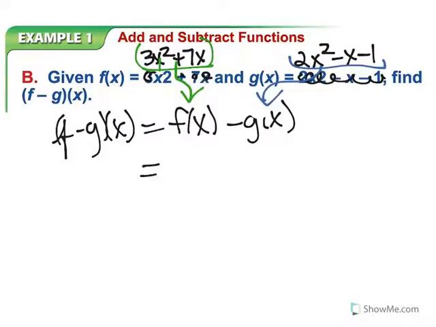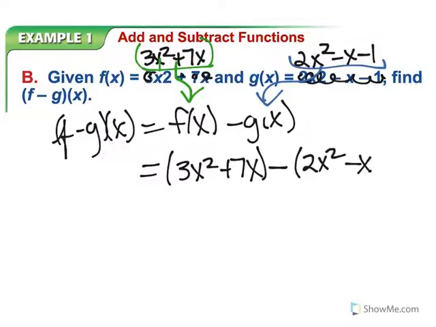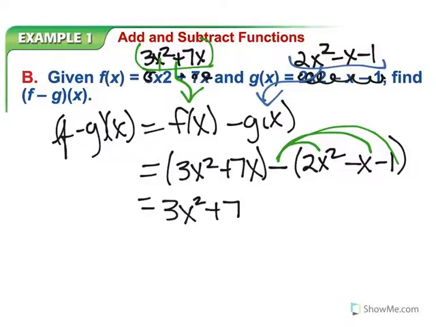Now what's really important is that you do this with parentheses. We have 3x squared plus 7x minus 2x squared minus x minus 1. All we're doing is substituting. Now the reason why you want to make sure you put parentheses is because now you have to distribute your negative sign before you can combine like terms. So we get 3x squared plus 7x minus 2x squared plus x plus 1.